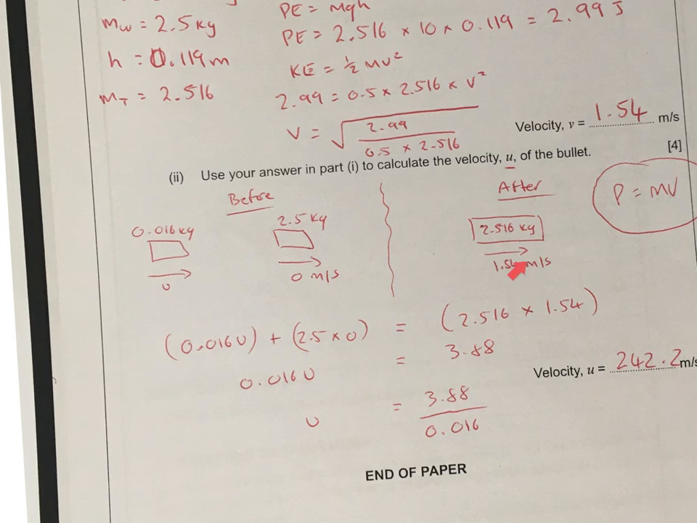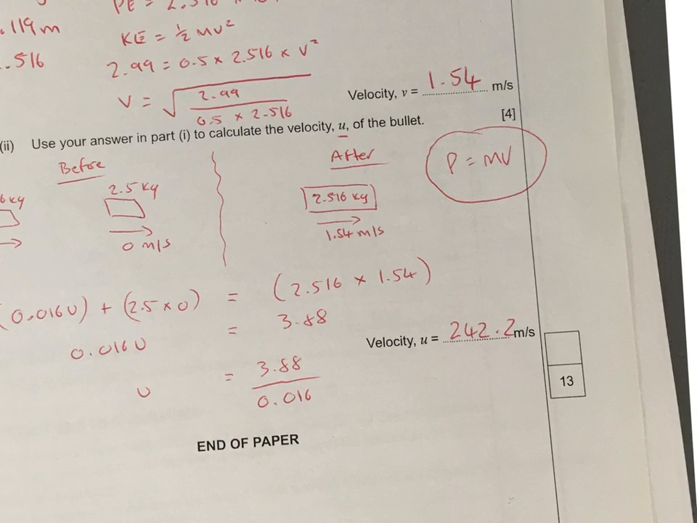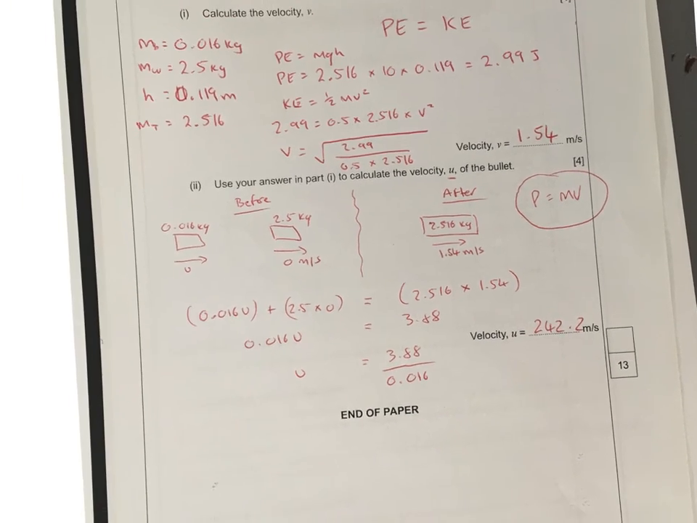Now, you're going to get follow-on marks here. If you got the wrong answer here and you've put it there, they will give you the marks there. So you can see I'm just timesing that out. That comes to 3.88, and then it's just a case of rearranging. And we would have done that in class. So 242.2 meters per second.